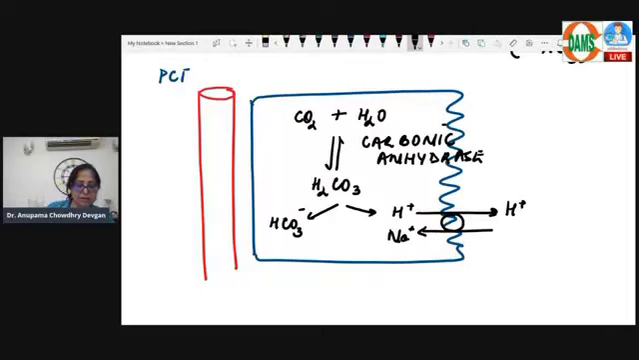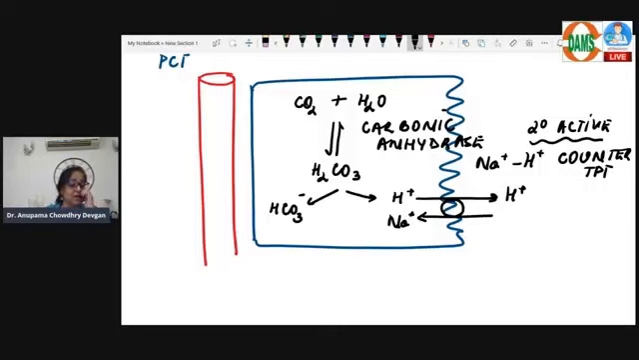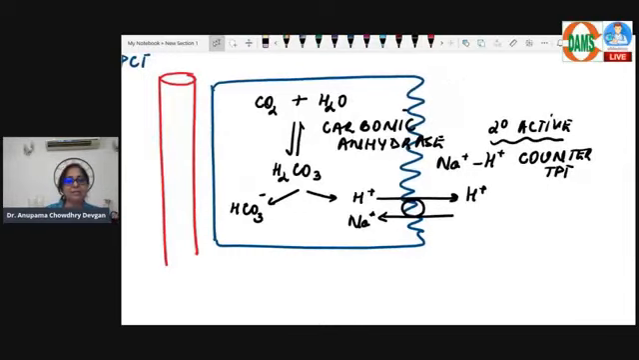If you remember, we've done this already. That is the Na plus H plus counter transport, which is an example of secondary active transport. This secondary active counter transport occurs in the PCT. This is how carbon dioxide plus water, in the presence of carbonic anhydrase, forms H2CO3. This carbon dioxide can come from the plasma, from cellular metabolism. It combines with water to form H2CO3, which splits into H plus and HCO3 minus. This H plus is secreted in exchange for sodium, by secondary active counter transport.